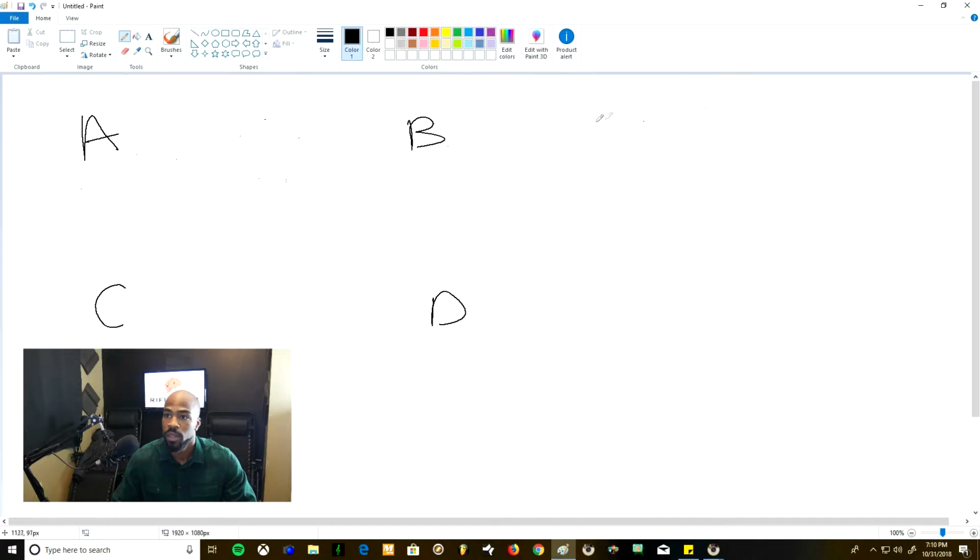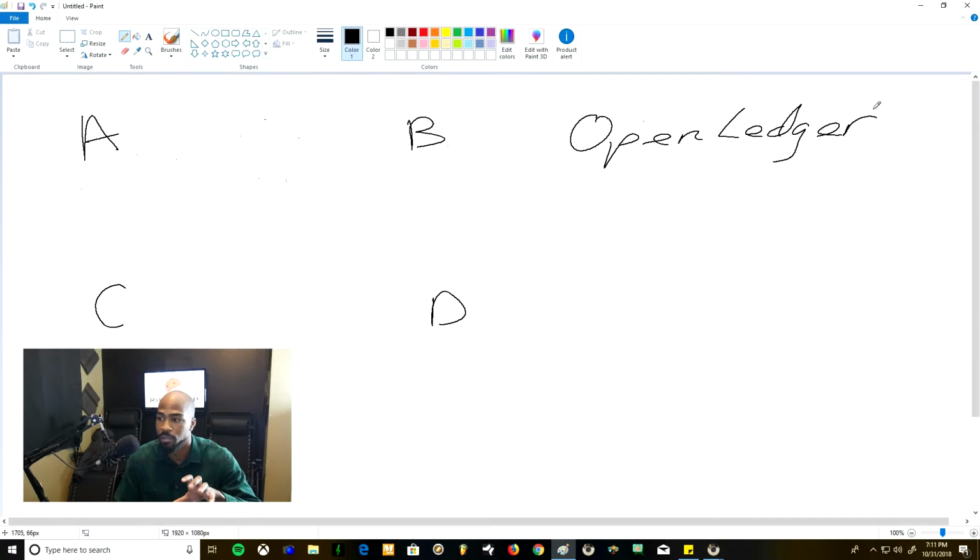So, open ledger. An open ledger is basically where everybody can see the ledger, but it's centralized. So there's one ledger, and everybody can visually see the ledger to confirm that all the transactions on the ledger are agreed amongst the people.